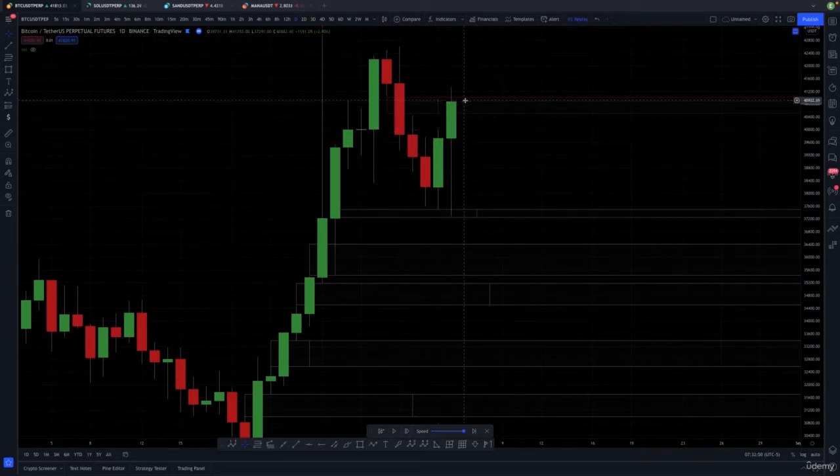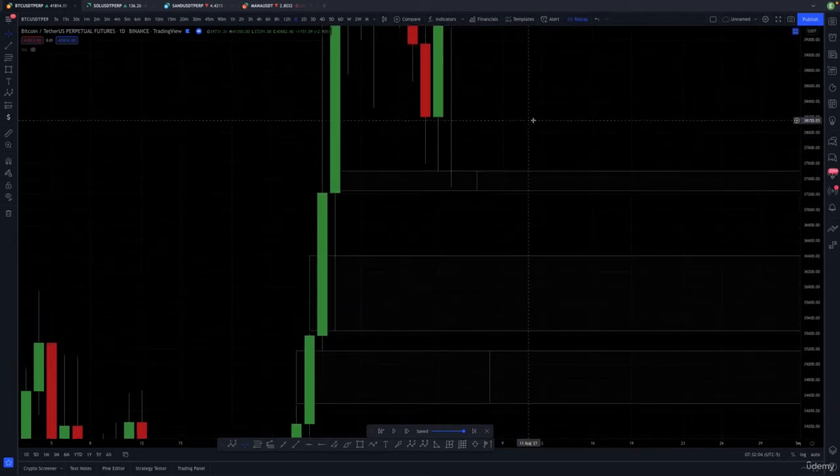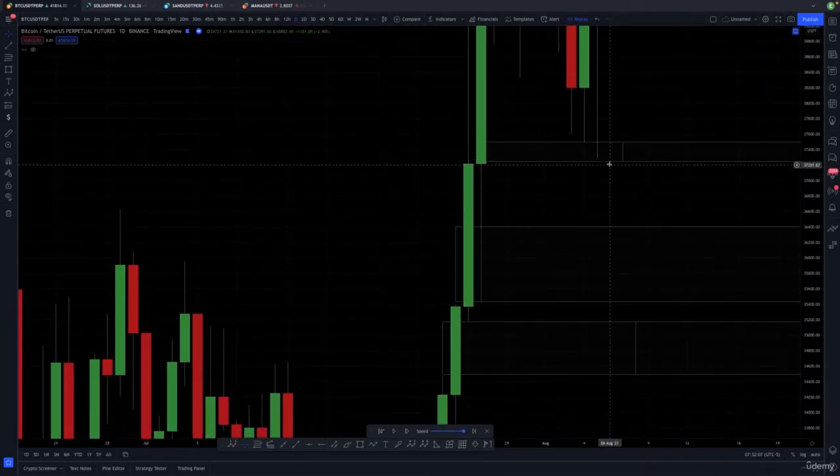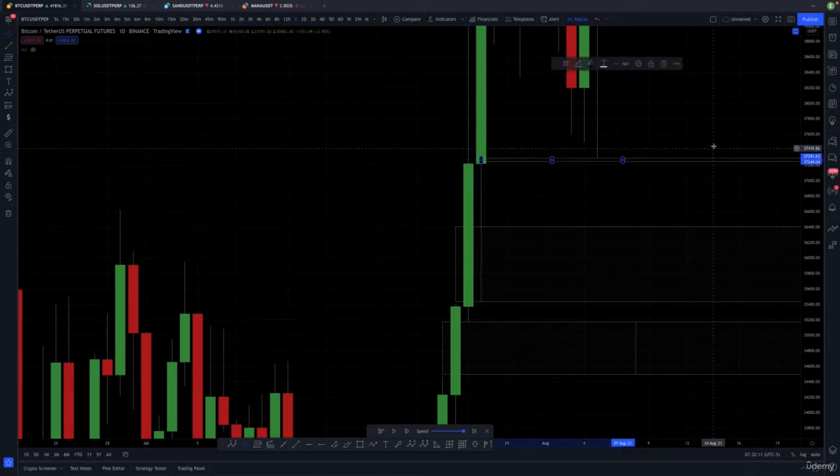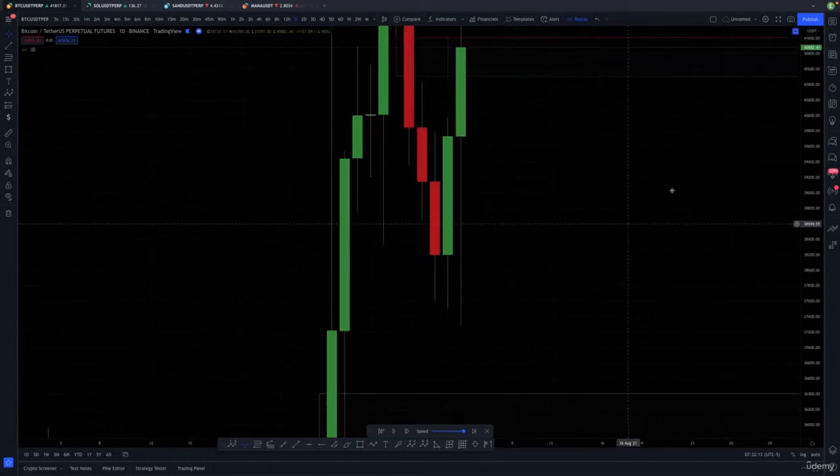So we see the price came down. As you can see, this area is now almost filled, right? The price came down and filled this area. A little bit of imbalance remaining here at the bottom, but that's negligible. I will just delete it.